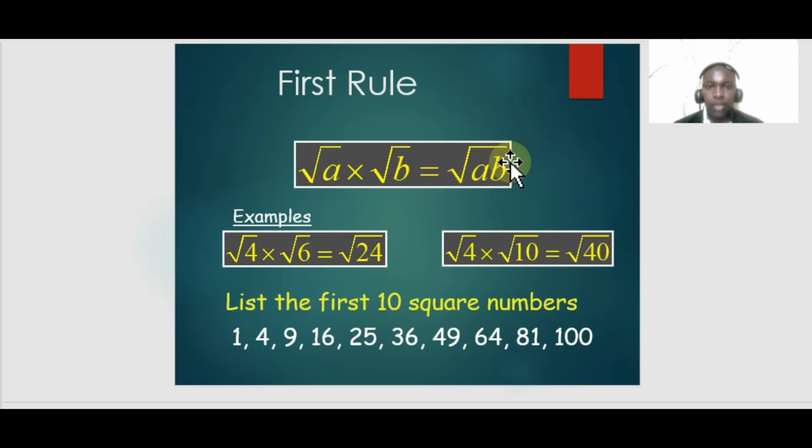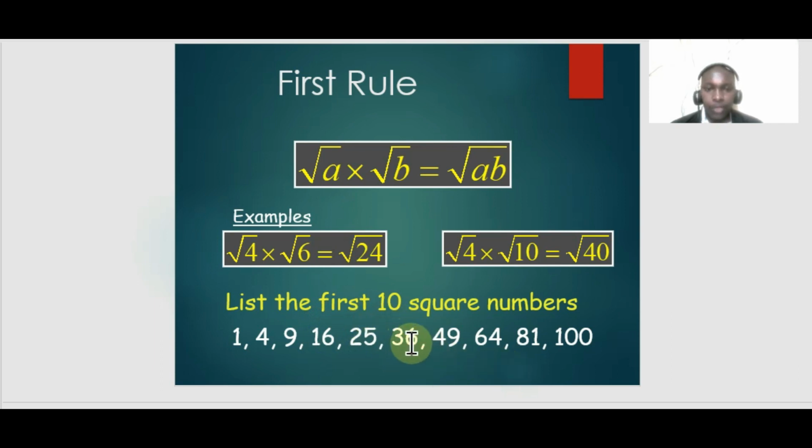List down the first 10 squares of numbers. This one will be very helpful when it comes to simplifying of surds. Like the square of 1 is 1, the square of 2 is 4, the square of 3 is 9, the square of 4 is 16, the square of 5 is 25, the square of 6, and so on.